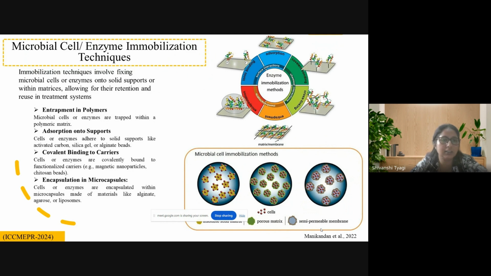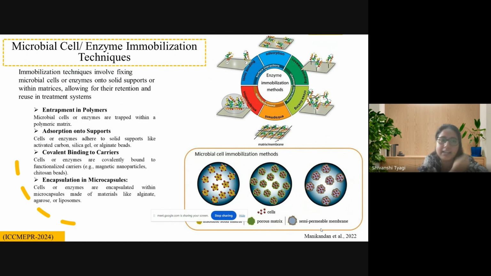There are three or four major techniques by which we can immobilize enzymes. First is entrapment into polymers, where microbial cells or enzymes are trapped within porous matrices like alginate or polyacrylamide, providing protection from external factors and high cell density.